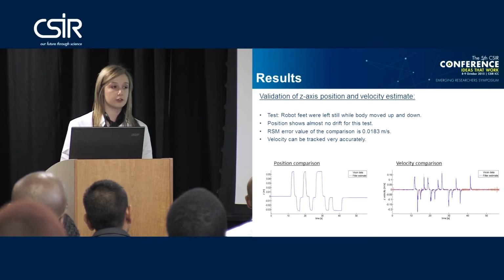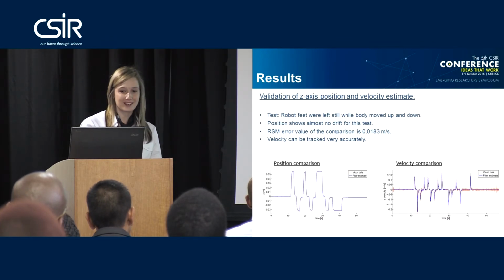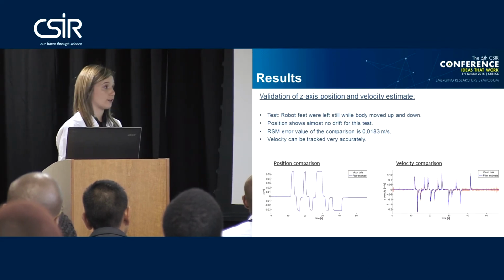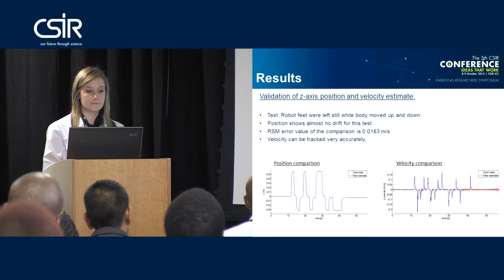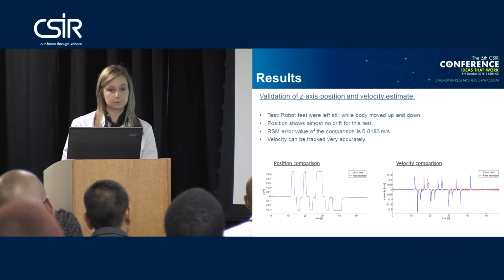You can see almost no drift in the z-axis position and a really small drift in the velocity, with a very small RMS error in the velocity estimation of 0.0183 meters per second, which means that the velocity can be tracked very accurately.